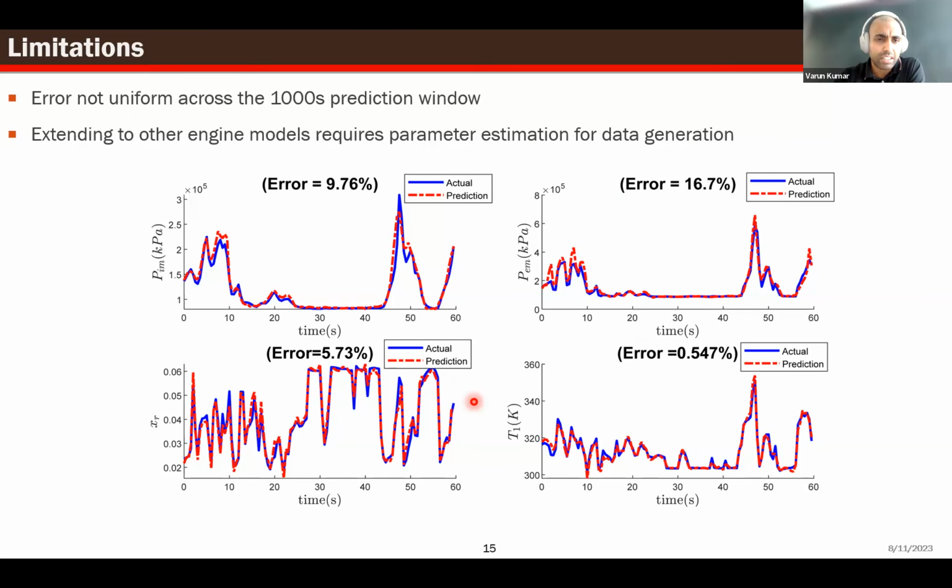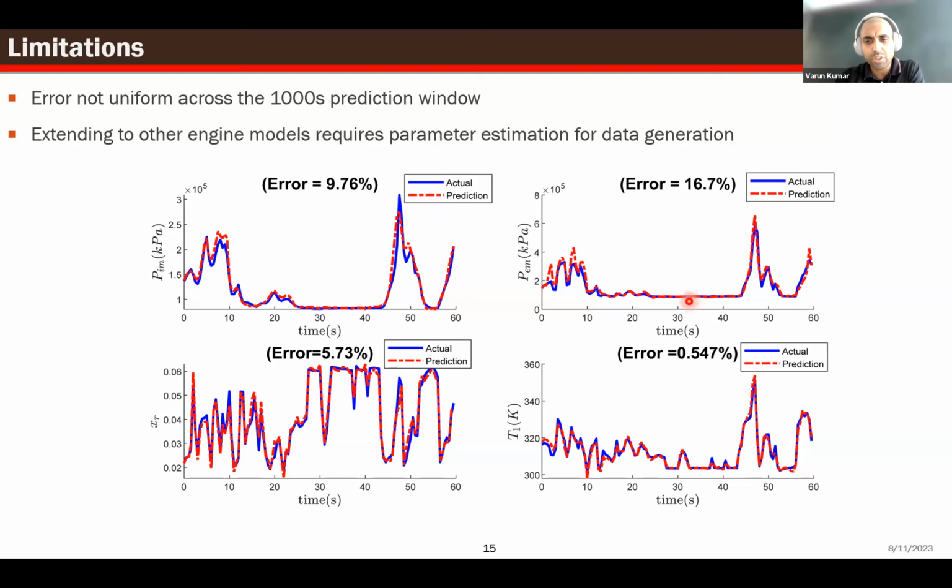Some of the limitations. When we look closely at some of the other time sections and zoom into them, the error is not uniform. Earlier we showed errors in the range of 5 to 6%, but when you look at some of the other sections in detail, the errors are actually higher. In this case, the PEM error is higher, up to 16.7%.